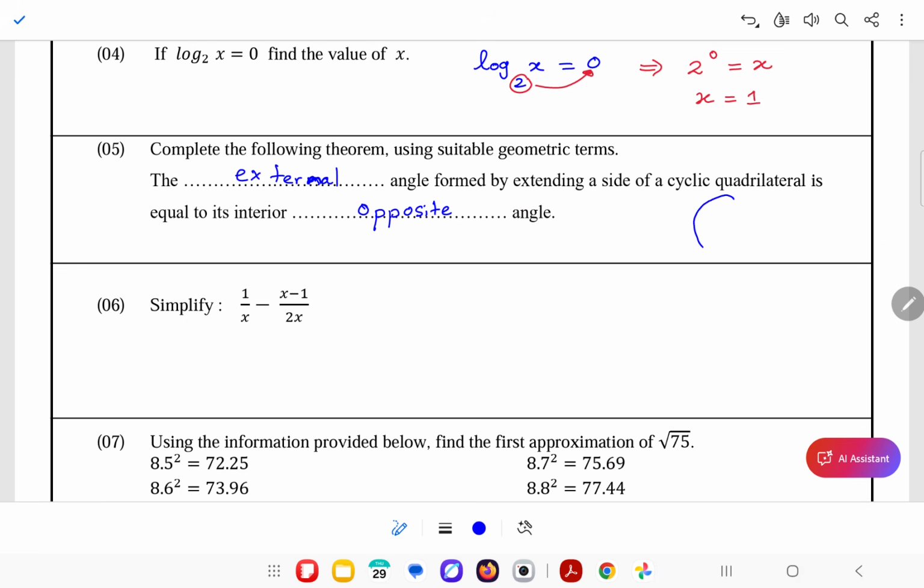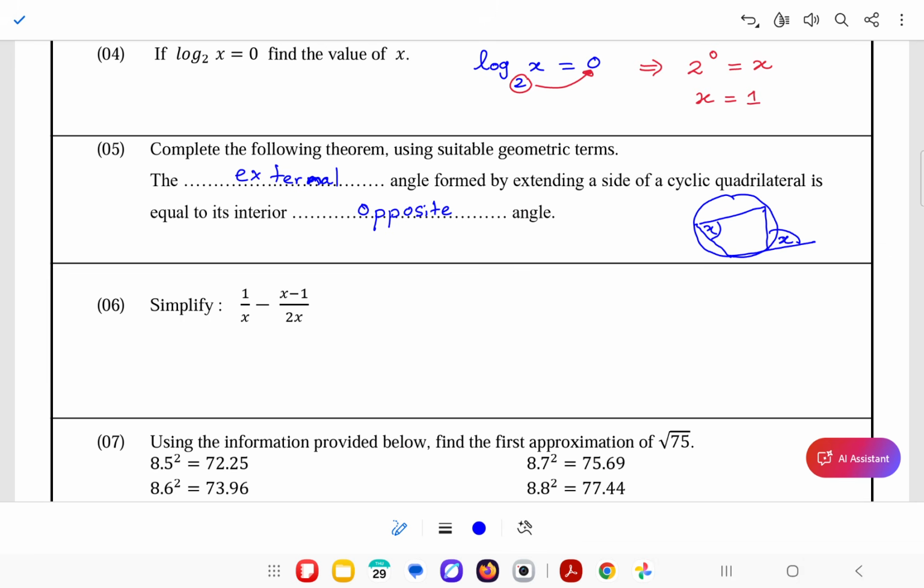So if you guys recall, if you have a cyclic quadrilateral like this, if I extend this line, this angle, let's say x, is equal to this one, the interior opposite angle. That is what this theorem states, right? Okay, then let's look at the next question, number 6.